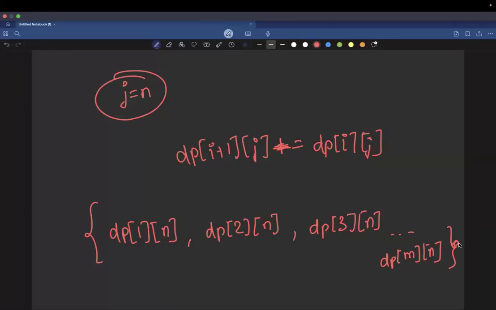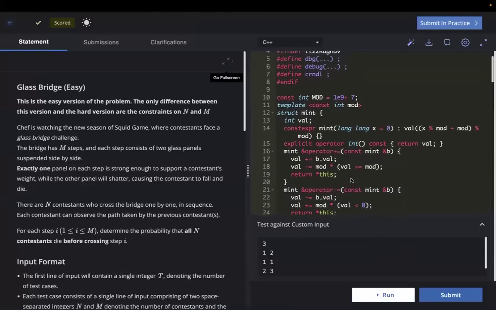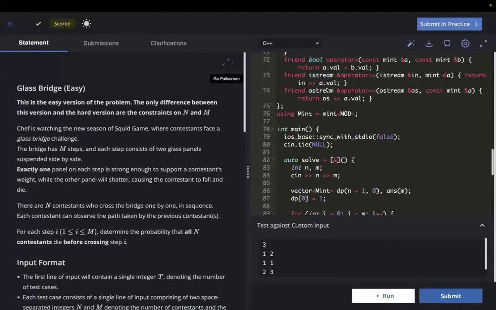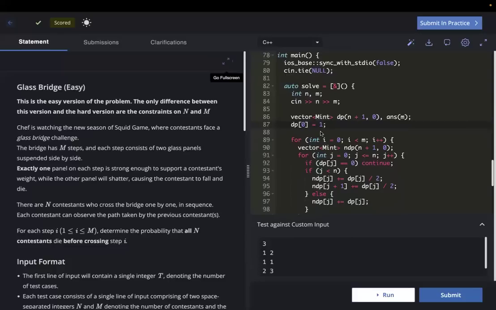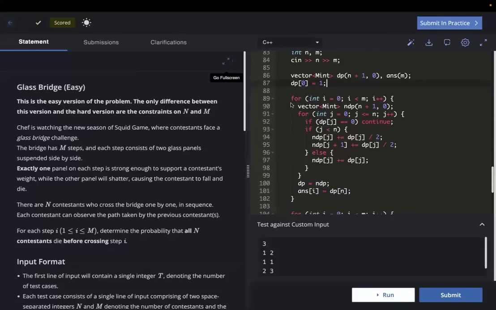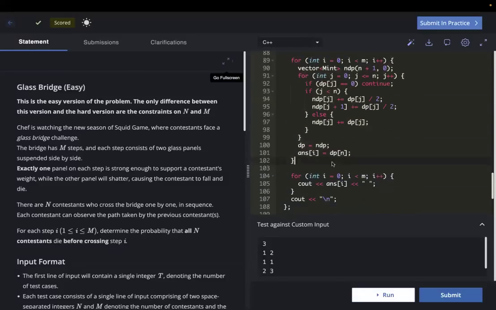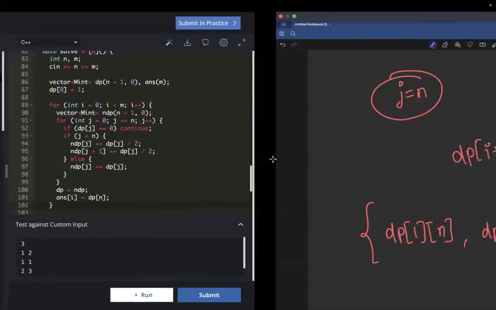Okay, you are with me right now. So let's move on to the code part. Here I also use the mint struct for just writing the normal expressions. The way in which I have written the DP is, basically, I have written the iterative DP directly, and it is space optimized as well.